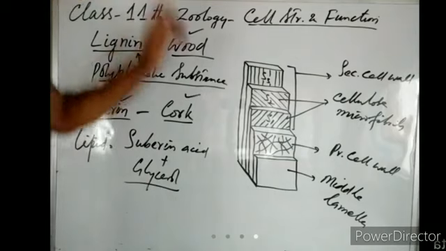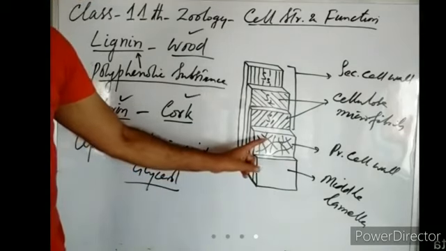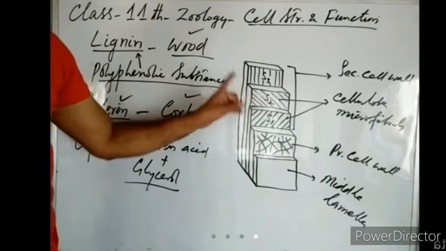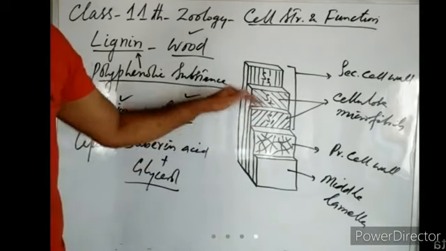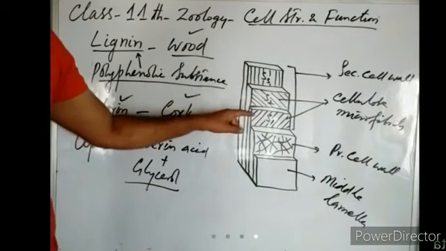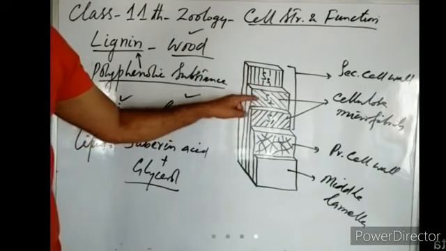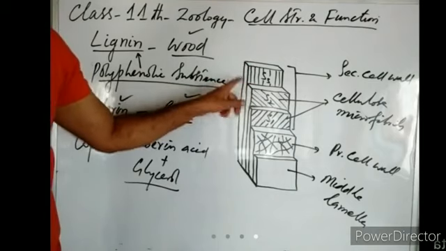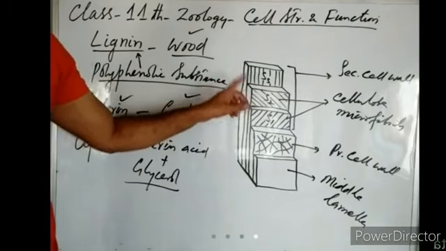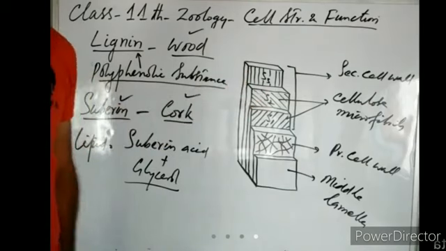So in this way, after the formation of primary cell wall, a secondary cell wall is formed. This secondary cell wall is not formed in a single layer. It is formed in three different layers. Those three different layers are known as secondary wall first, secondary wall second, secondary wall third. How do these three different layers differ from each other? They differ from each other in the direction of cellulose microfibrils.